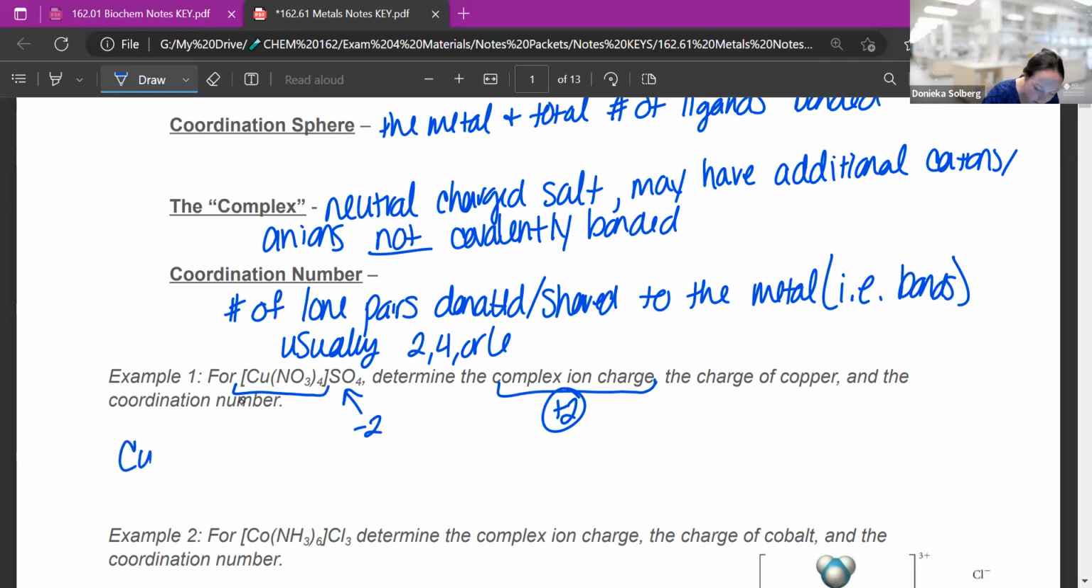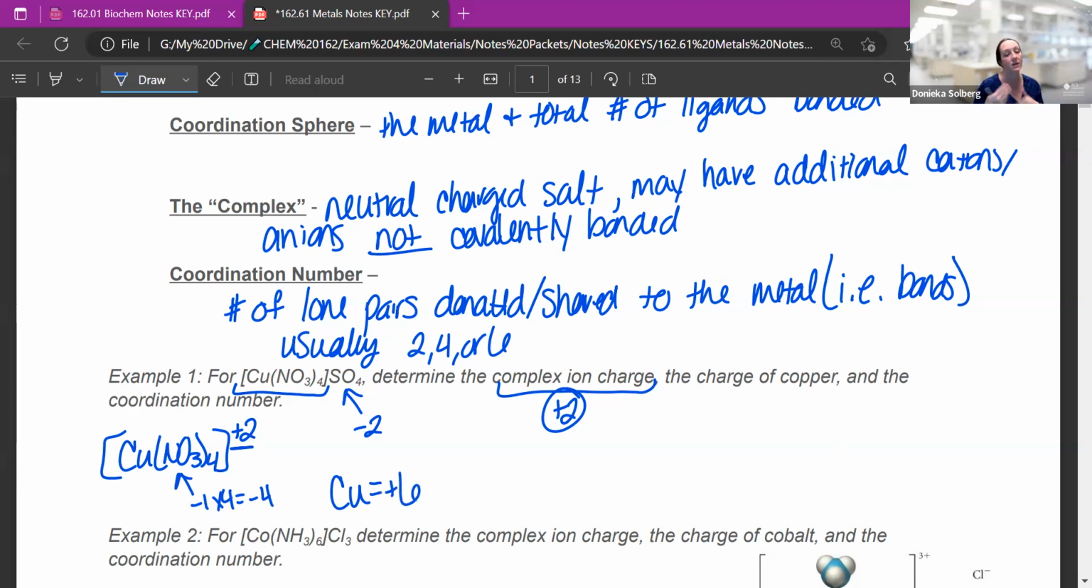Now I want the charge of copper. Well, if this whole thing is +2, then we can figure out what copper's charge is. These are nitrates. NO3 has a -1 charge, and since there's 4 of them, that means a total of -4 charge just from those nitrates. Now it has to be +2 overall, so in this case, copper has to be +6, because +6 and -4 would give you +2.